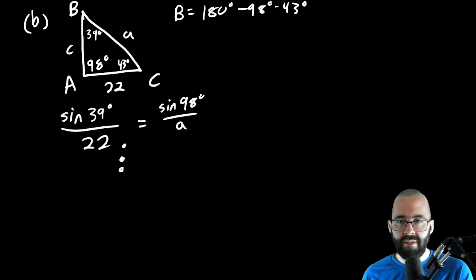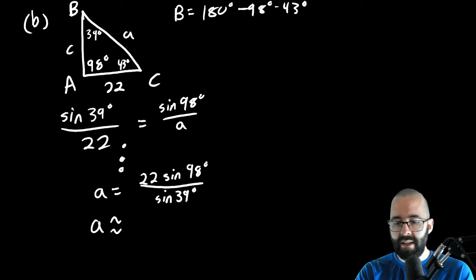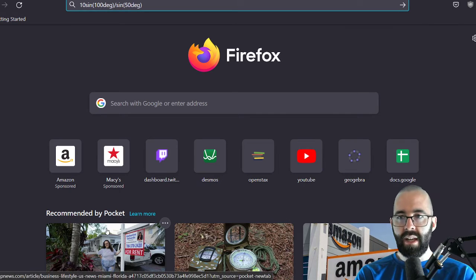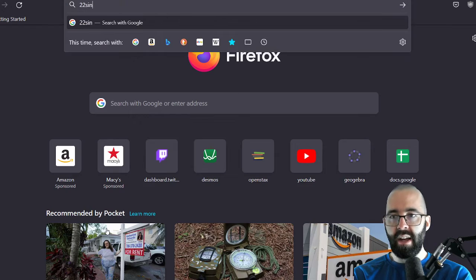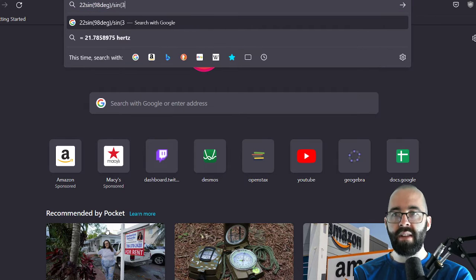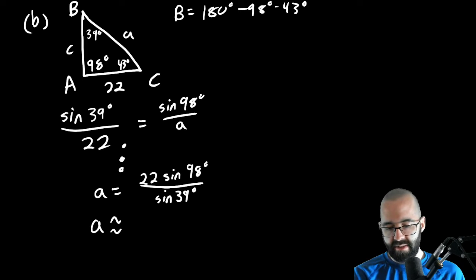And again, just solve these the same way that we've solved it before. And you're going to get that A is 22 times the sine of 98 degrees divided by the sine of 39 degrees. Or you're going to get that A is approximately equal to, use a calculator, 22 times the sine of 98 degrees, don't forget degrees, divided by the sine of 39 degrees. A is about 34.6.